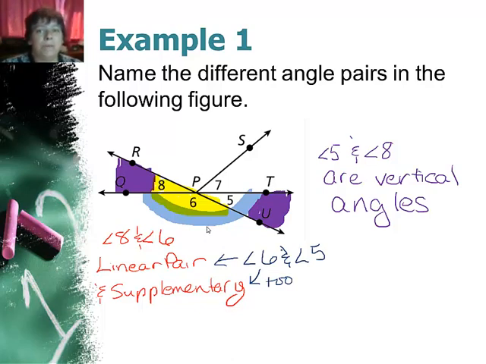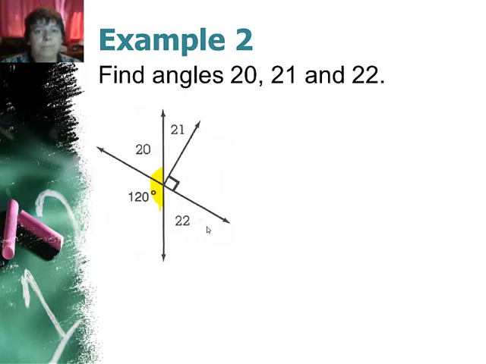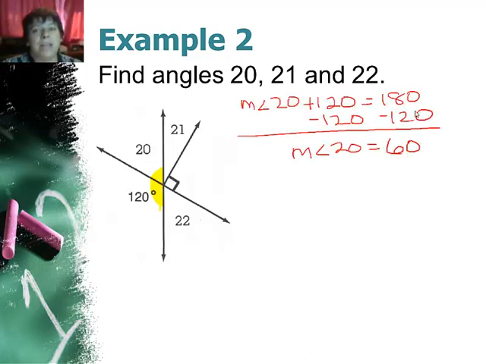Now that we've identified a few types of angle pairs, we're going to use that information to find the measures of the angles. So let's start here with angles 20, 21, and 22. You can see I've already highlighted a special relationship here. This 120-degree angle and angle 20 are a linear pair, which means I can say 120 plus this, that's not the degrees, that's just the name of the angle, adds up to 180. And there's my equation: angle 20 plus 120 degrees equals 180. I subtract 120 from both sides, and I find out that angle 20 is 60 degrees.